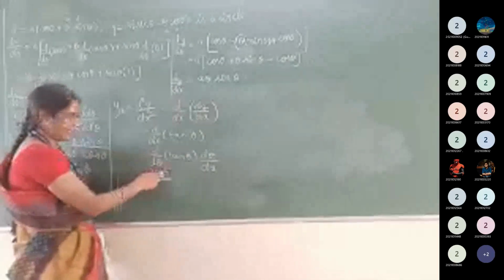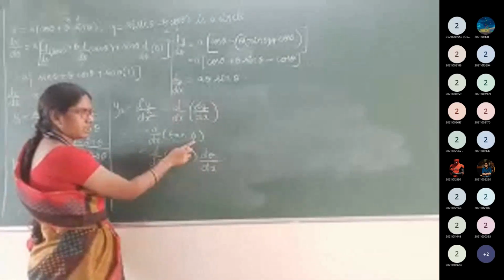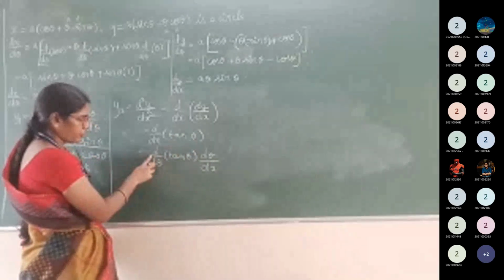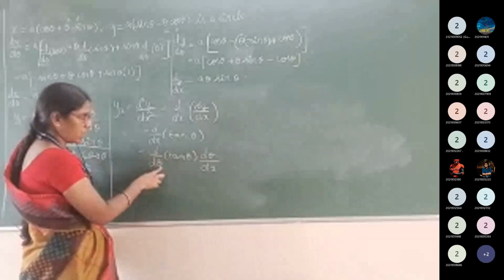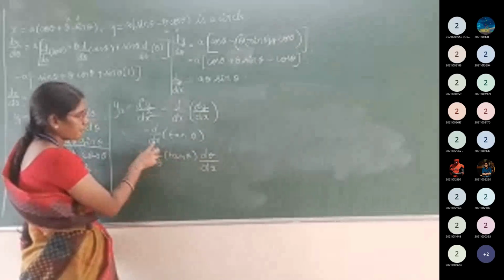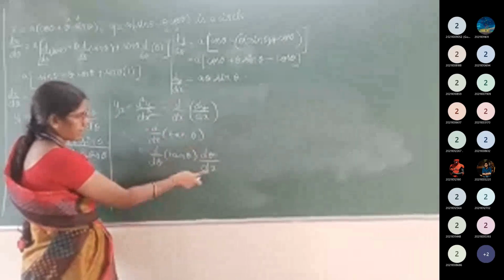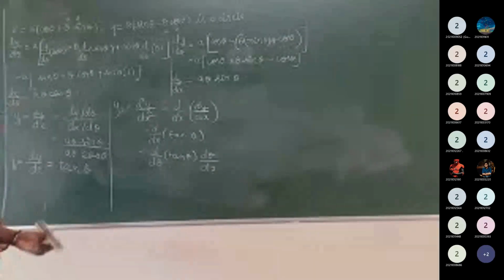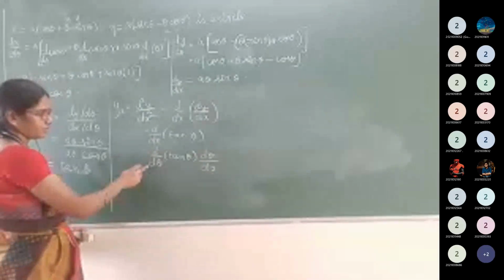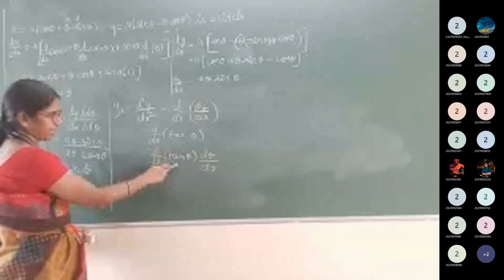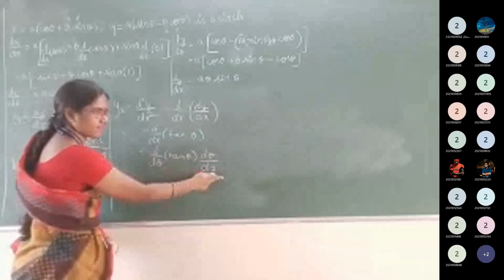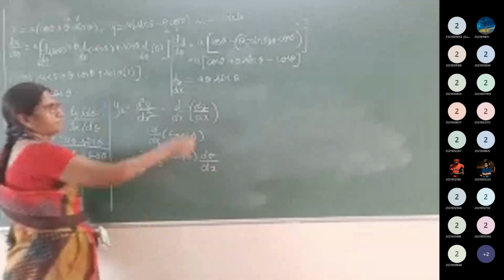So do it step by step. First see the bracket term. Bracket term is with theta. So use d by d theta of tan theta, then d theta by dx. First use your theta and then use your x. Remember like that.